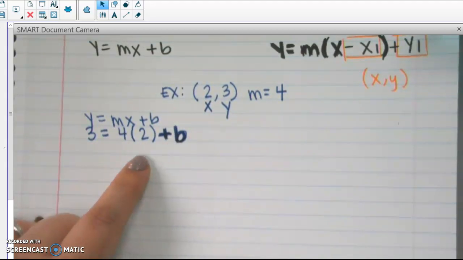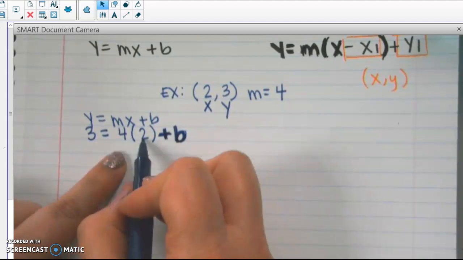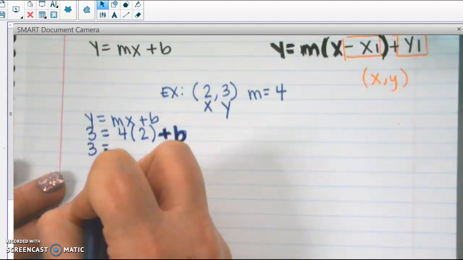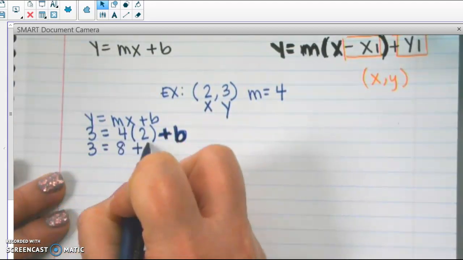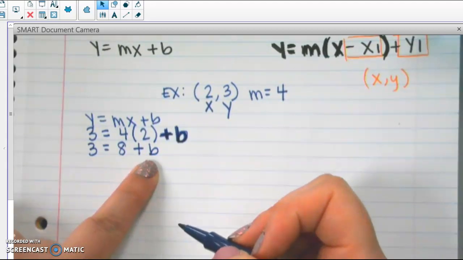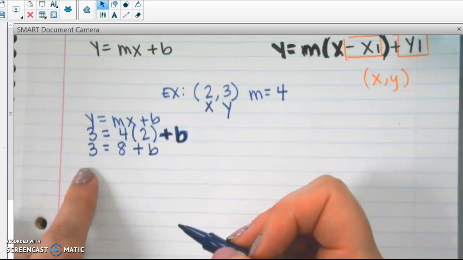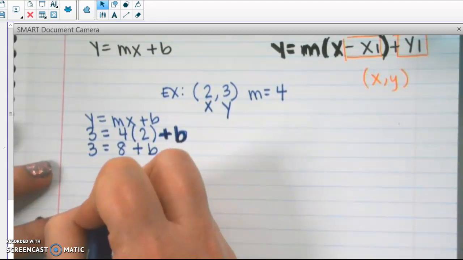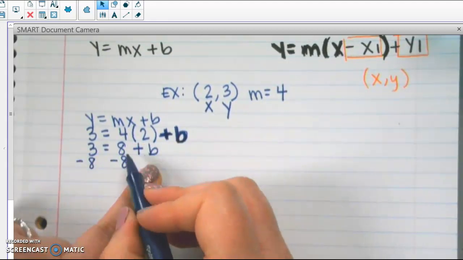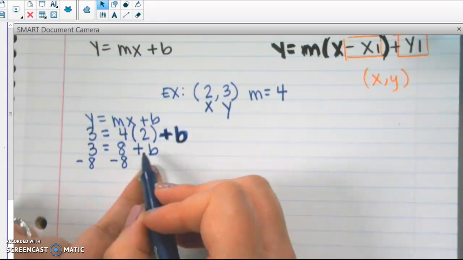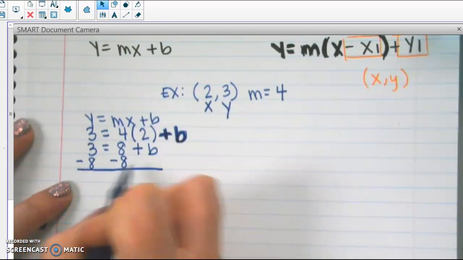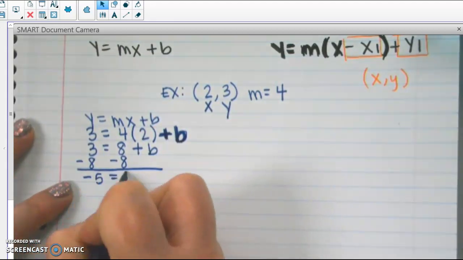So my first step is going to be to multiply my m and the x together, so 4 times 2 is 8. And this is just a little equation. I just have to get b by itself. So I am going to minus 8 on both sides, right? Because b is my variable. 8 does not have a variable, so I got to cancel out the 8. And 3 minus 8 is negative 5.